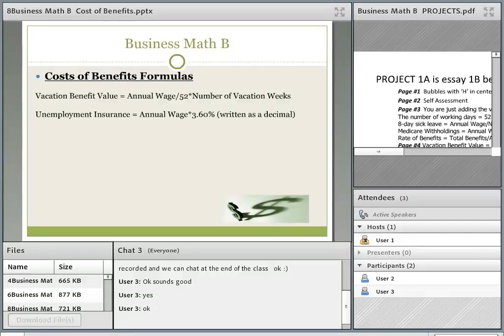Okay? Unemployment insurance for this particular lesson and project, you're going to take your annual wage times 3.60%. Remember, when you multiply by percents, you have to move that decimal over twice to the left, so it'll be multiplied by 0.036. Okay?